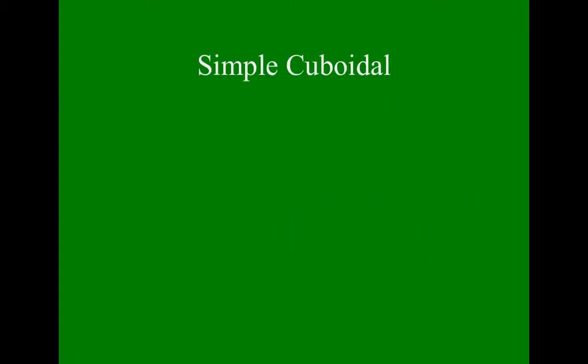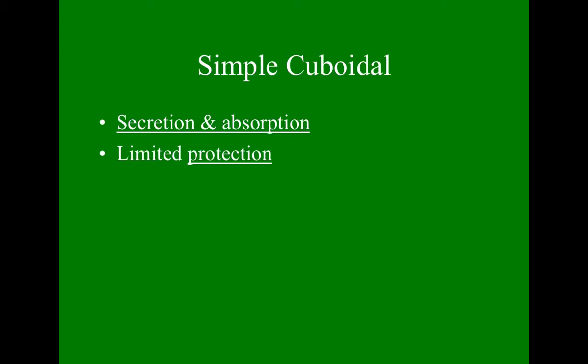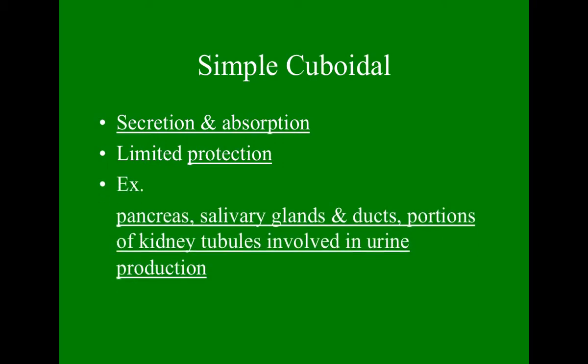The second type would be simple cuboidal, and these function for secretion and absorption and some limited protection. They're not quite as thin as the squamous cells because they're a cube, so there is some protective function. We find these cells in the pancreas, the salivary glands, and the salivary ducts, and certain portions of the kidney tubule, specifically the ones that are involved in urine production.